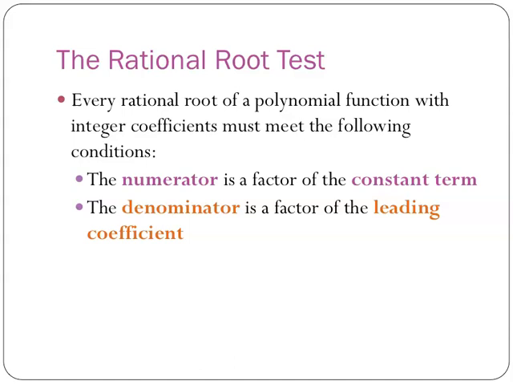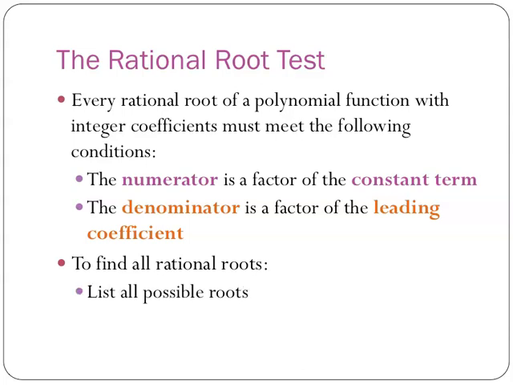Now, if you want to find all the rational roots of a polynomial, you would want to first list all the possible roots. So you would list all the different combinations of the numerator divided by the denominator, where the numerator is a factor of the constant term and the denominator is a factor of the leading coefficient. Now sometimes if the constant term or the leading coefficient are prime numbers, then there aren't that many possibilities to list out. But if either of those terms have many factors, then there will be a number of different combinations and a number of different possible roots.